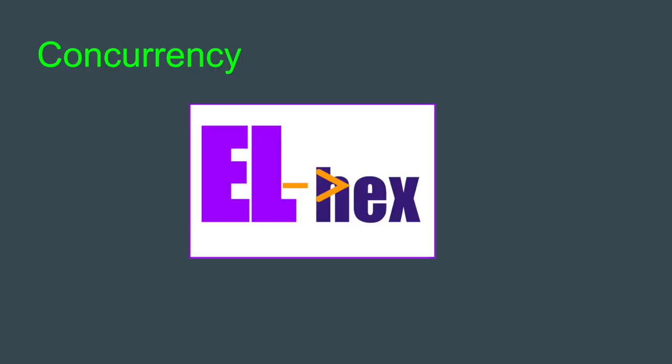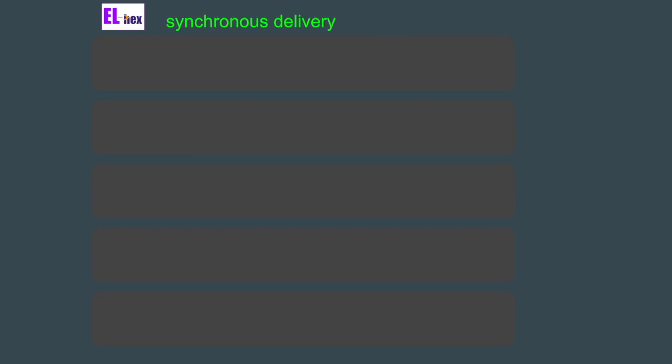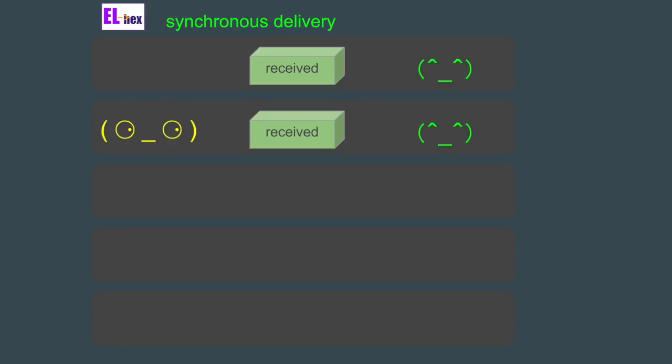When thinking about concurrency and synchronous versus asynchronous execution, I like to use a package delivery analogy. Let's say there's a delivery company called Elixir. They provide 2 types of deliveries, ones you have to sign for, and ones the delivery person can just leave by the door. The deliveries that have to get signatures are synchronous.